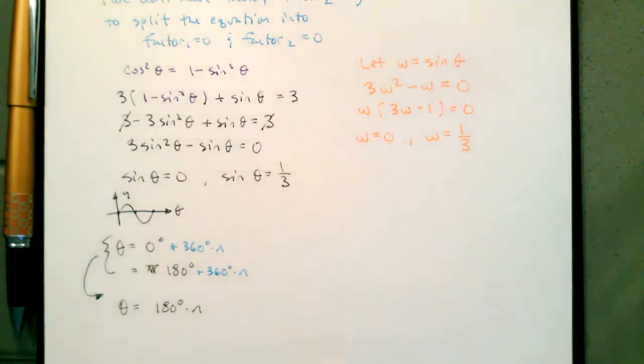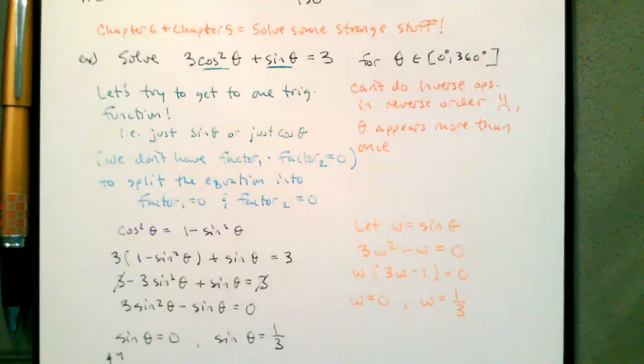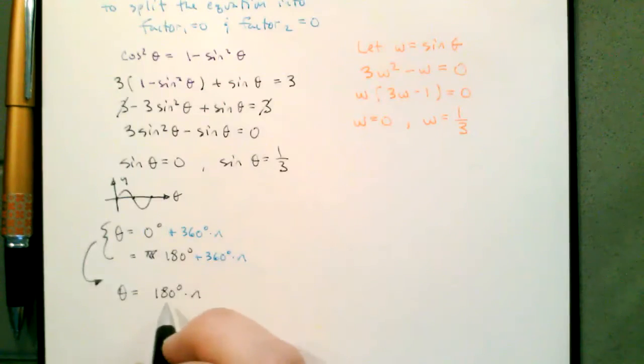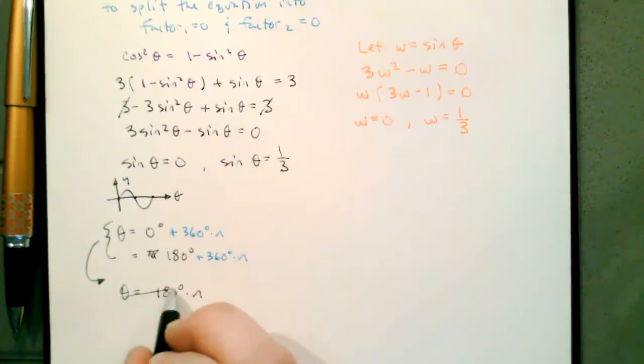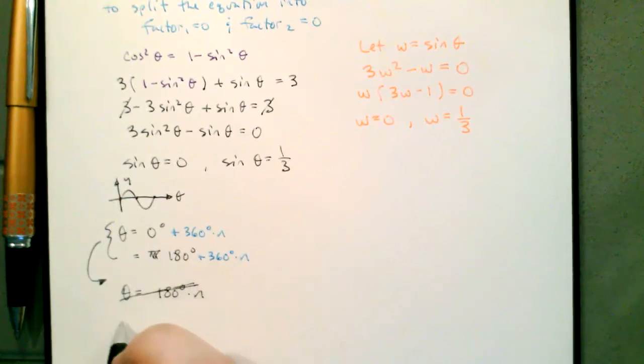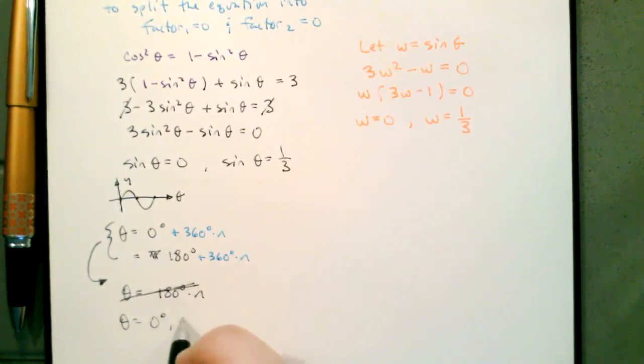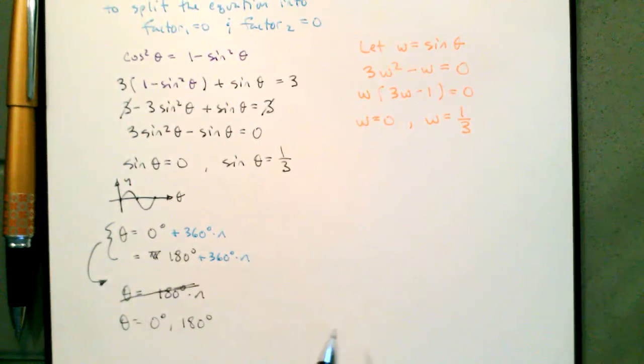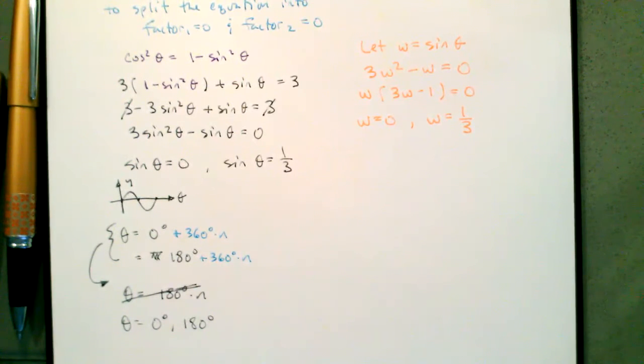Or I can go back and remember that I said solve for theta between 0 and 360 and not worry about that, and just say theta is equal to 0 degrees and 180 degrees. So that's the first part of my solution from sine of theta is equal to 0.